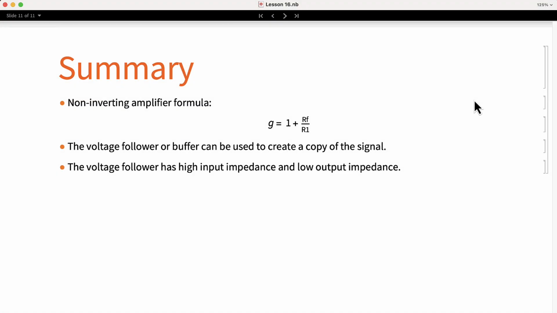To summarize this lesson, we learned the first op-amp circuit, which is the non-inverting amplifier. This circuit can be used to amplify a signal, but not to attenuate it. The gain is defined by the formula 1 plus the ratio of the resistors Rf and R1. We also learned the voltage follower, which can be used to create a copy of the voltage. This circuit has very high input impedance and low output impedance. That property is very useful when connecting multiple subcircuits.